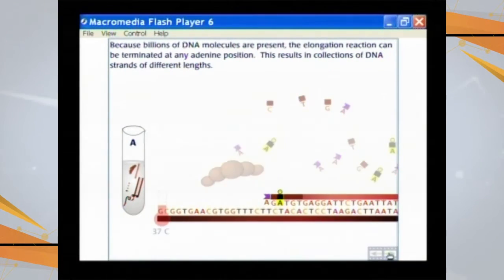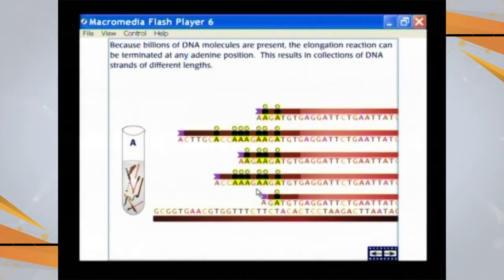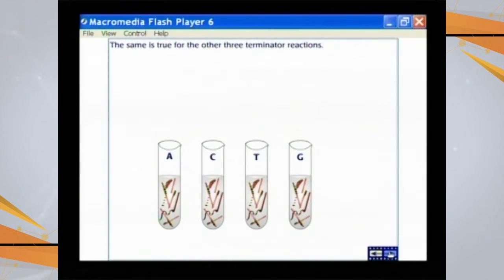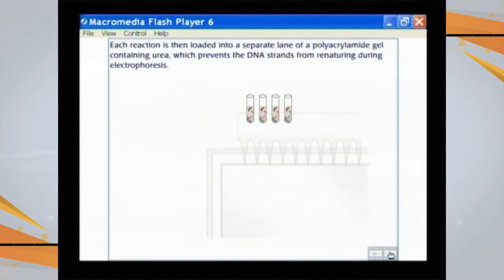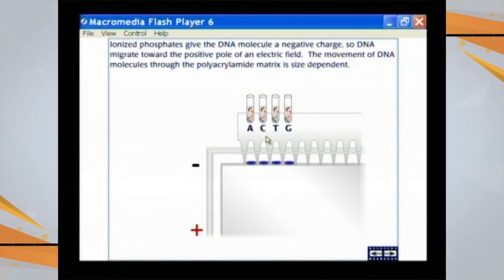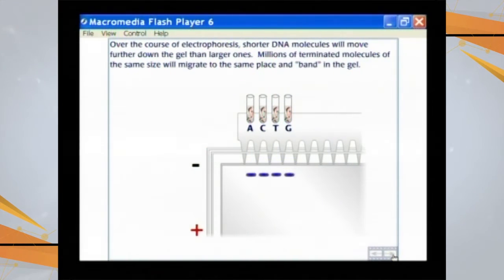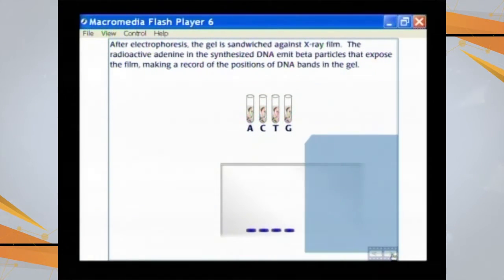So by this technique we are going to have DNA strands of various lengths, and then we are going to separate these DNA strands of various lengths by the technique of gel electrophoresis. We have the lanes for A, C, T and G. We are going to place this sample DNA here, and from the negative terminal, these DNA strands are going to pass towards the positive terminal, and their speed varies depending upon their length.